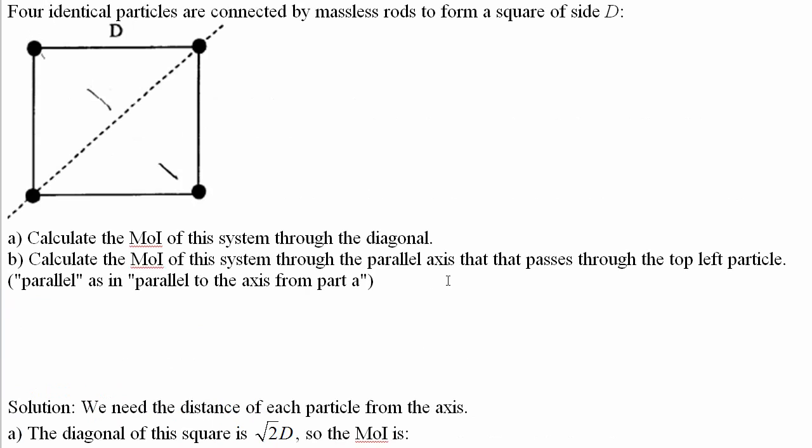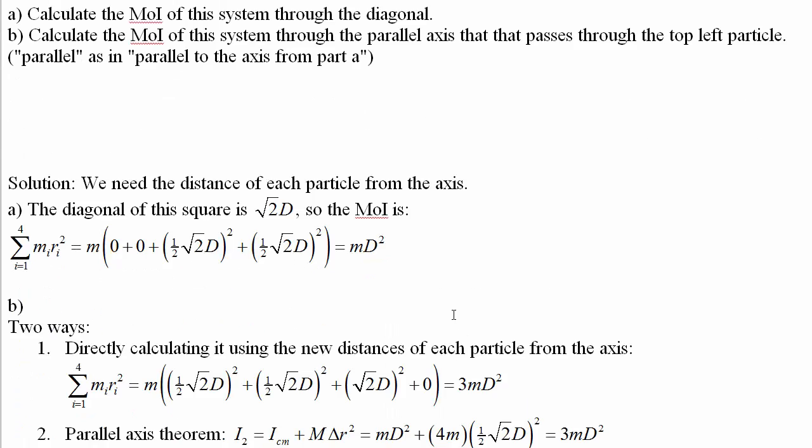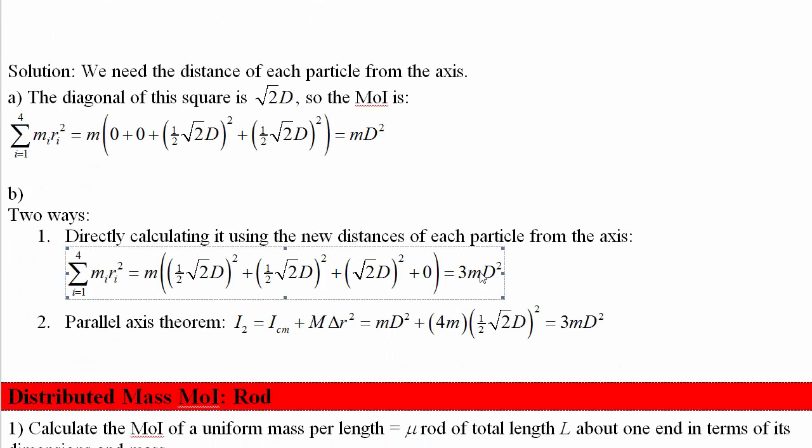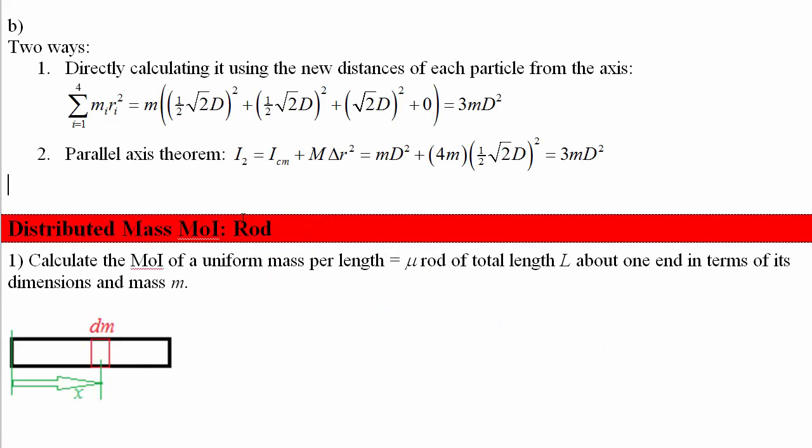For the second one, we can use both the parallel axis theorem and this formula directly. Give that a shot. Either way, you come up with the same answer. So using the formula directly, but with the different distances, it's 3md squared. Parallel axis theorem, remember that it's the total mass times the displacement of the axis squared, plus the moment of inertia through the center of mass, 3md squared again.